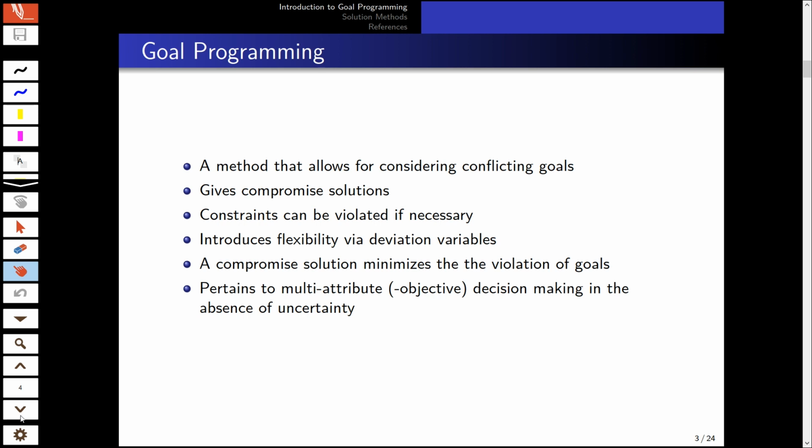So the goal programming method introduces some kind of flexibility to the problem, where if necessary, there can be a violation of one constraint. You will find the goal programming method also in the field of multi-objective decision making, also called multi-attribute decision making. They pertain to the same field, and they abstract from stochasticity. So we assume here that we have a deterministic problem that is certain with the given data that we have.